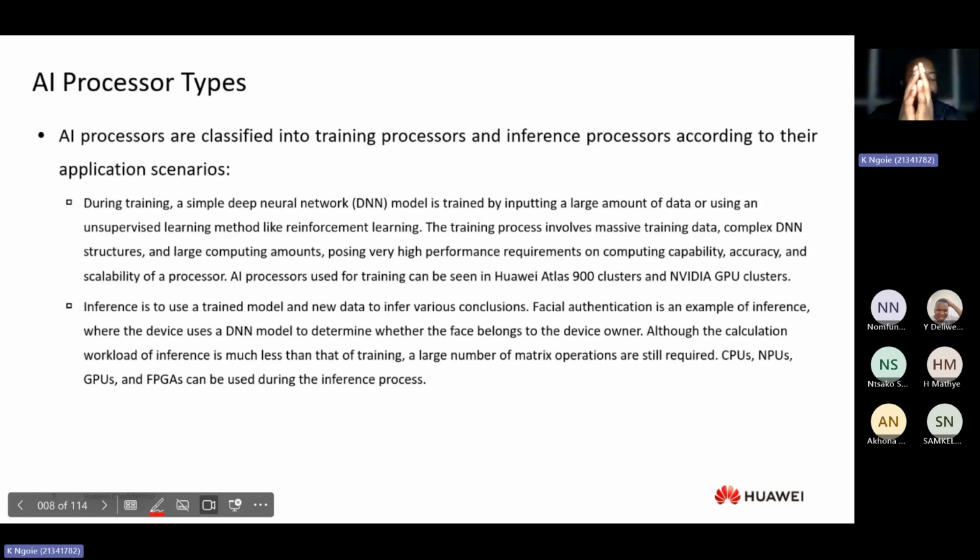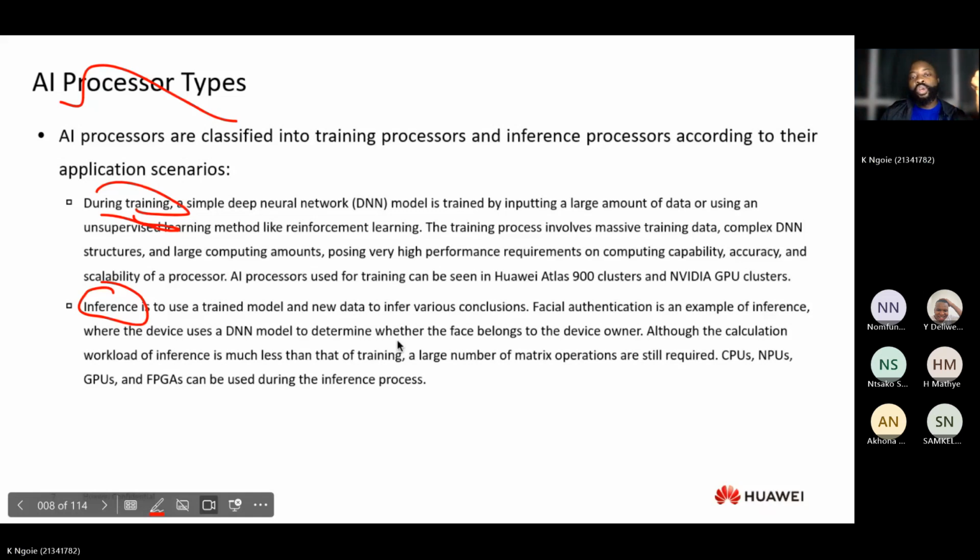So now these AI processors, we will have many types of AI processors. So we have AI processors that are used during training and processors that are used during inference. Okay, so it's very important to know that because we have so many processors. Remember, in the processors, we can consider, can anybody tell us any processor that they know? Any processor that you know?